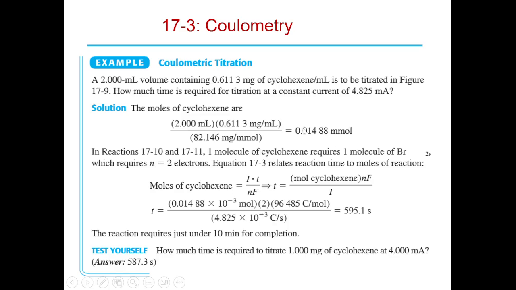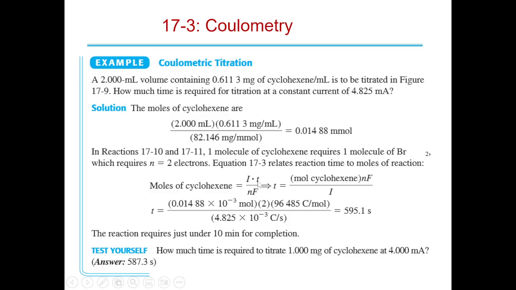So the next thing we're going to want is equation 17.3. This relates the reaction time to the moles of the reaction. So remember that one that I said, just use this equation, it'll make your life easier? It was last lecture. It was at the very beginning of this material. Okay. So it's the moles of cyclohexene equals the current times the time over N, which is the number of electrons, times Faraday's constant, right?